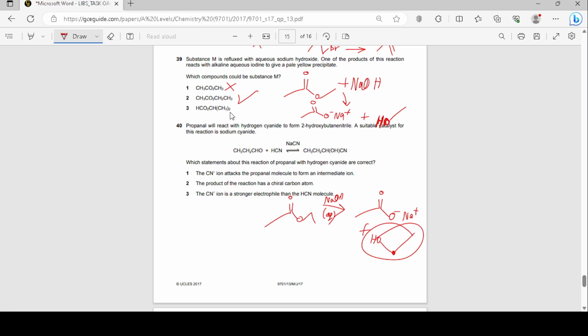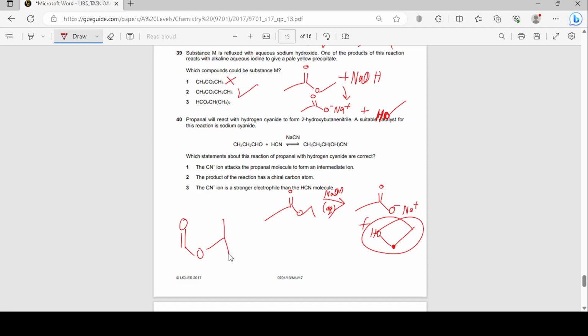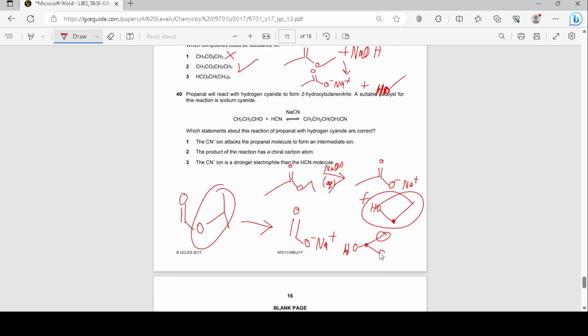Now, if you look at HCOOCH(CH3)2, let me just draw that out. So that's firstly this part, and then you have CH, which is attached to two methyl groups. If I reflux this with aqueous NaOH, I will get sodium methanoate, and from this part I will get this compound, which is a secondary alcohol. So I get propan-2-ol, and this is a secondary alcohol, right? And propan-2-ol has an adjacent methyl group. In fact, it has two adjacent methyl groups. You could consider either of them.